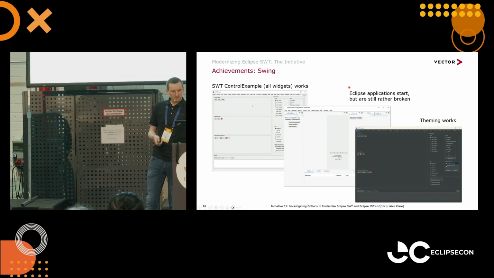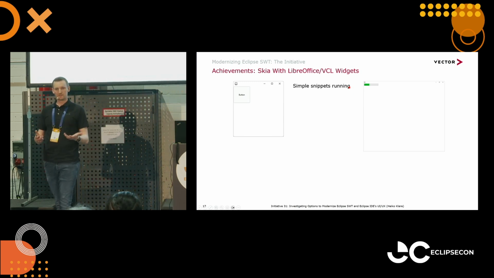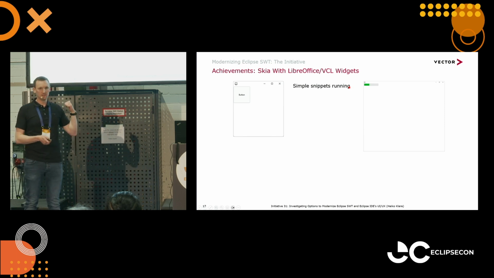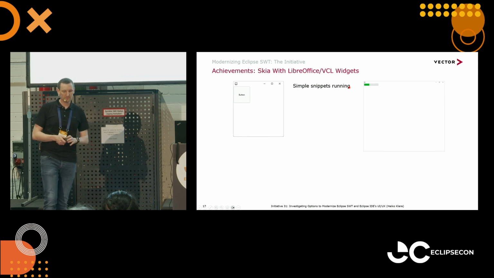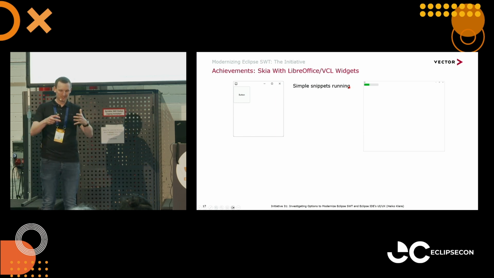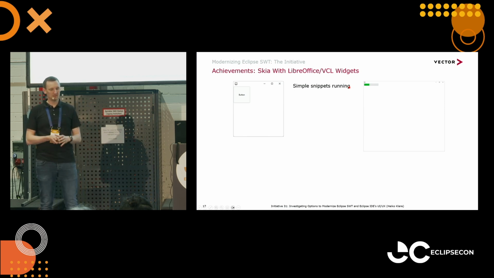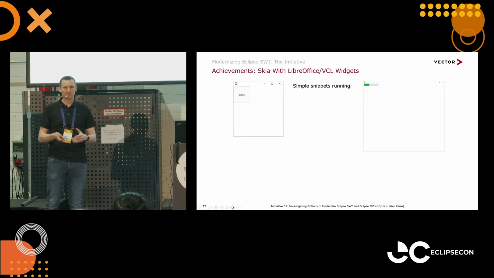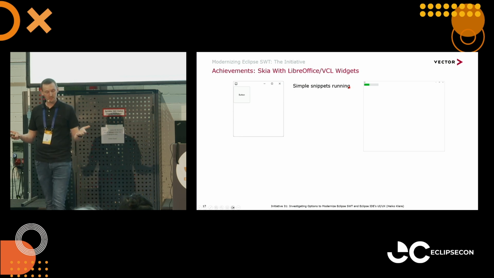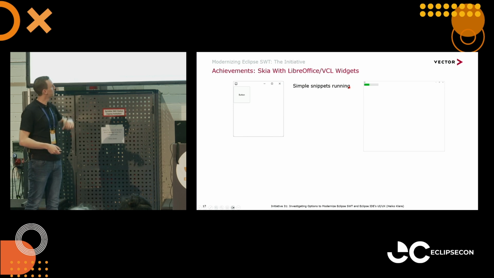Then I said next technology, the third one is Skia. First of all, with an existing widget framework. We started with the one in LibreOffice. The library in LibreOffice is called Visual Class Library, short VCL, which provides the widgets used in LibreOffice. It was really hard to get things running first because it's really tightly integrated into LibreOffice, so we had to use the C++ code in there, the according APIs, using inter-process communication to get things running, but we finally did it. And here you can see two simple SWT snippets with a button, a progress bar that are working.